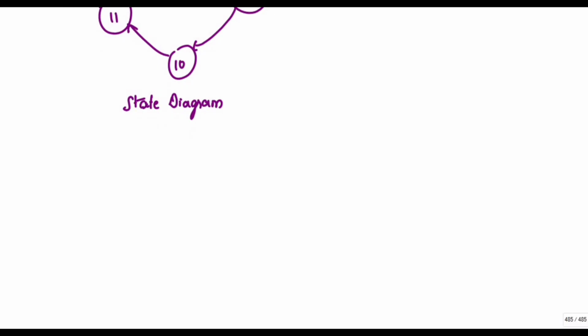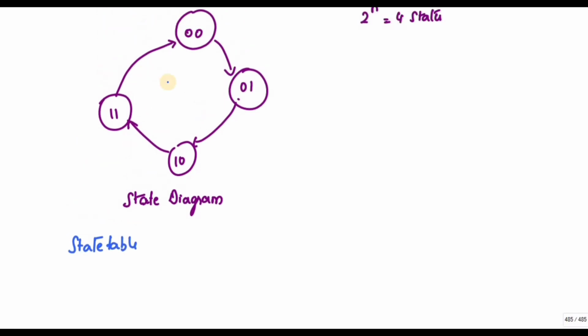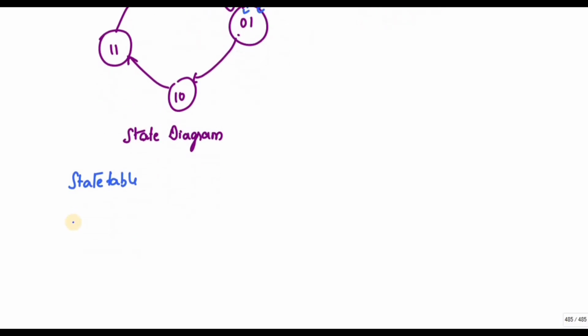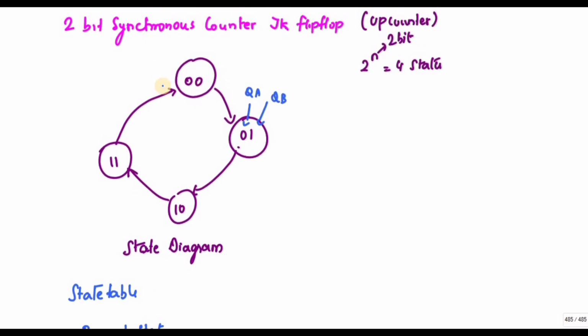Next, let me draw the state table based on this. Here you have 2 bits, so you require 2 JK flip-flops, and since I have 2 JK flip-flops, I have QA and QB. I name it as QA, QB as my present state. So if the present state QA, QB is 0, 0, what will be the next state?